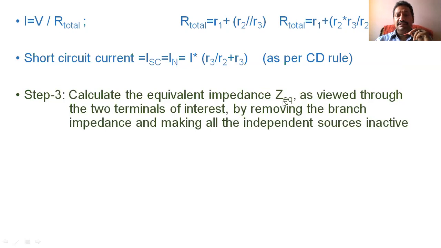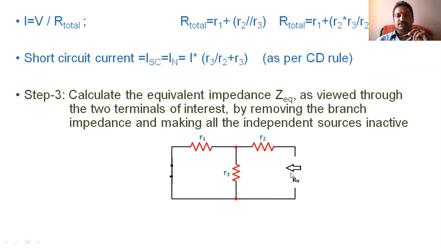Calculate the equivalent impedance as viewed through the terminals. In the earlier case of Thevenin's theorem, we removed the element in which the current is to be calculated, and replaced all the independent sources with their internal resistance, and then you can calculate the equivalent impedance. See here. Sorry for this. This is Z1, this is Z3, this is Z2 actually. So based on this, you can calculate this.